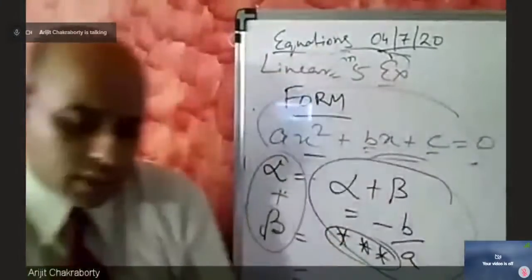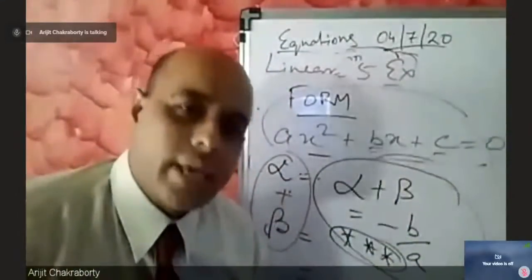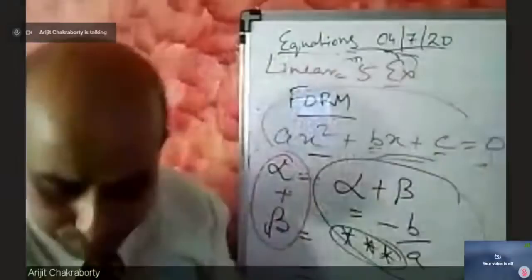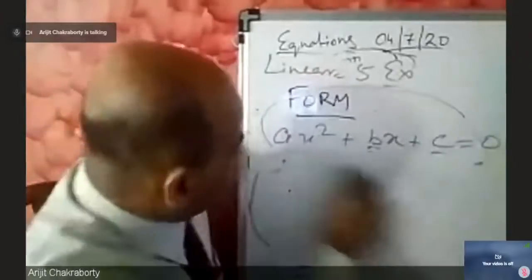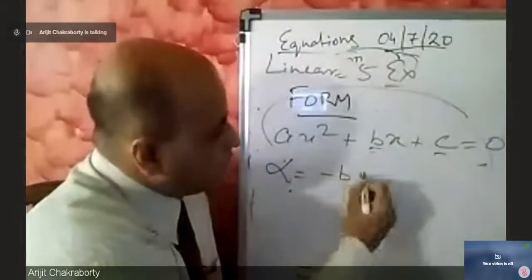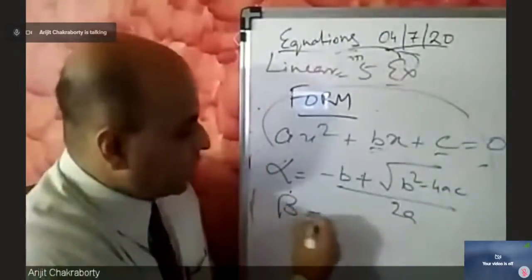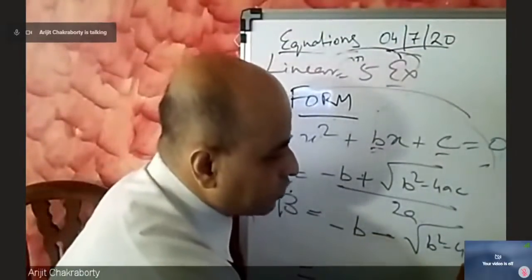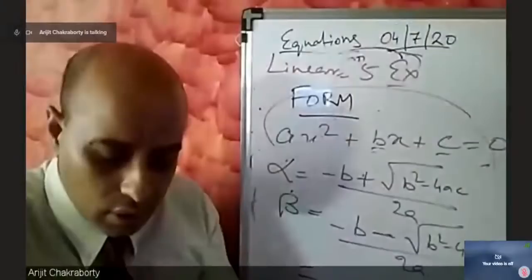Now we will try to see, okay, if the sum of the roots, that is alpha and beta, gives me minus b by a, what will happen if you multiply the two roots? Let us see. So we are now going to work it out. We know that alpha is equal to minus b plus square root of b square minus 4ac by 2a, and we know beta is equal to minus b minus square root of b square minus 4ac by 2a. We will multiply.